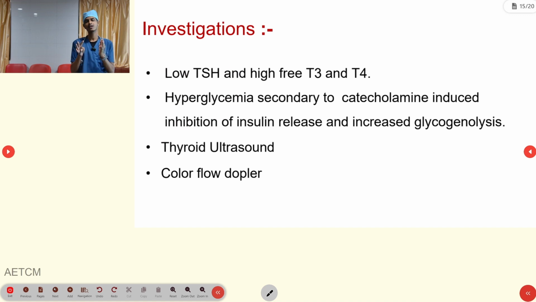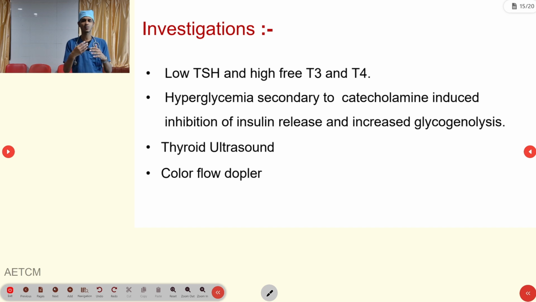Investigation, how it will be? So the key factor is your TSH. Because of that increased thyroid hormone level, your body will suppress the stimulating hormone, thyroid stimulating hormone. So there will be a decreased TSH level. If, furthermore, you want to rule out, you can check the T3 T4 level, that will be in an increased state. And then hyperglycemia we told, right, because of the increased metabolism and then catecholamine stimulation.